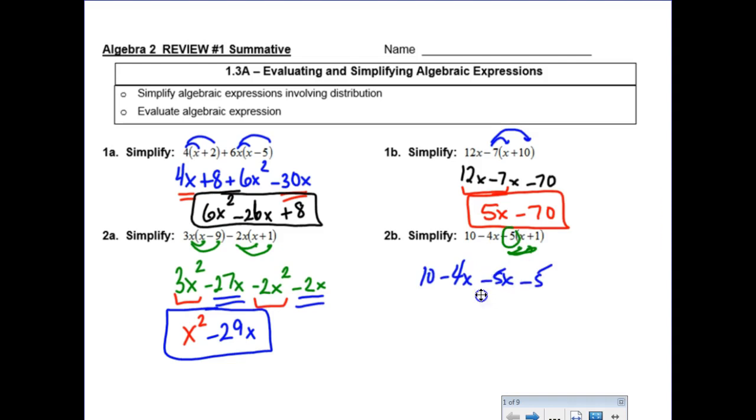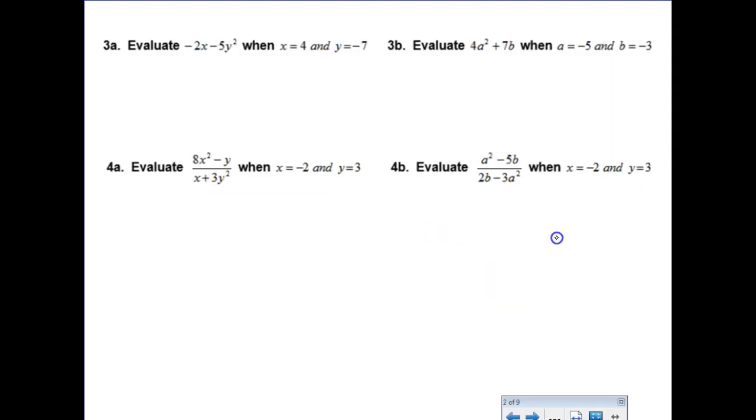Combining our like terms once again, combine these together, you get a negative 9x. And then 10 combined with a minus 5 would be a plus 5. So final answers, the order can change, the order can vary, but your terms and your signs all need to be the same. So still in this section, you're going to be asked to not only simplify algebraic expressions, but also evaluate them.